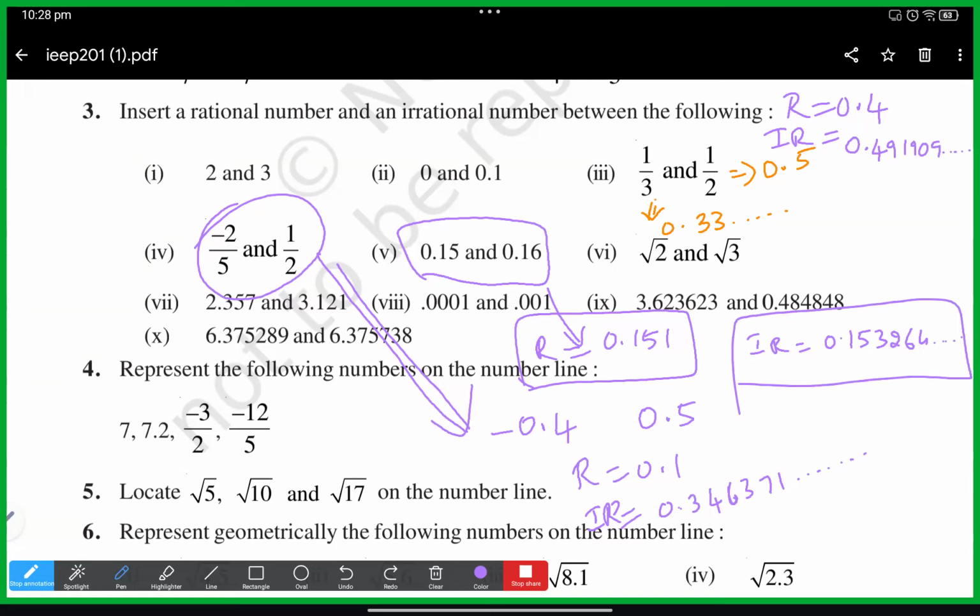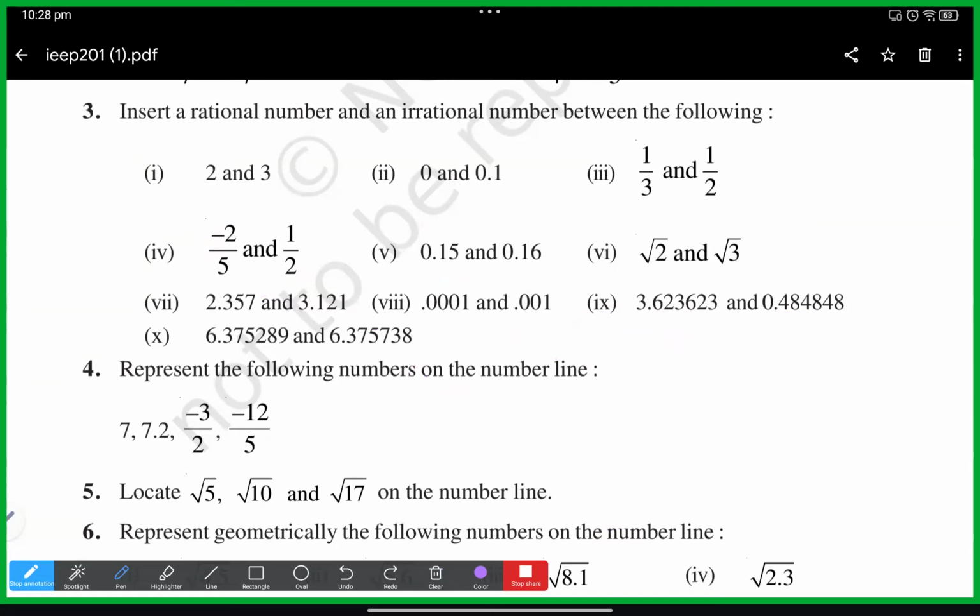The sixth one only. So the sixth one can be root 2 value. We will write it till the third decimal. Root 2 value actually is 1.414 if we take it till the third decimal, and root 3 value is 1.732. Then in between these two, we have so many.